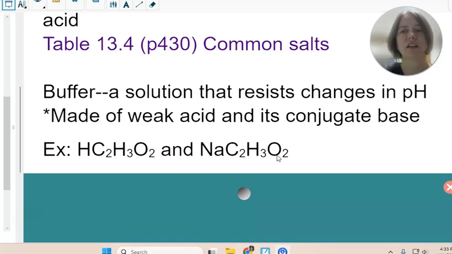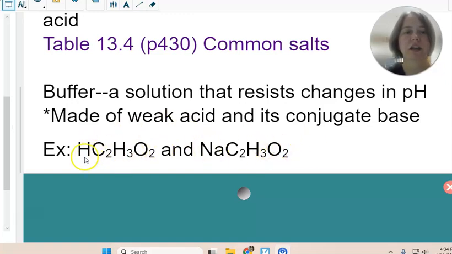And conjugate bases are the result of an acid losing its hydrogen. So if we take off this hydrogen, we're left with the acetate ion, and when you put this in water, it's going to separate, and so you would have an acetate ion floating around, and that's the conjugate base. Why is it called that? Because you could see that bases accept hydrogens, and so if it's the acetate ion, it could accept a hydrogen.